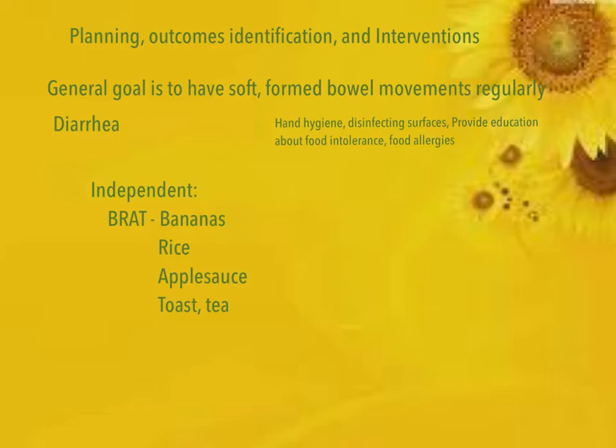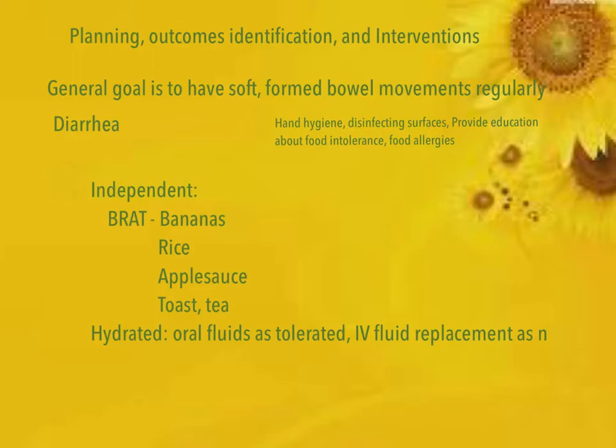We need the person to stay hydrated, and particularly oral fluids as tolerated. Now, if you're also having vomiting and diarrhea, you might have to do IV fluid replacement. That's not an independent nursing intervention. That is a collaborative intervention, but just so you know that you keep the person hydrated. Other things that we can do are to give that person, particularly if our problem is related to antibiotics, encourage the use of probiotic foods such as yogurt.